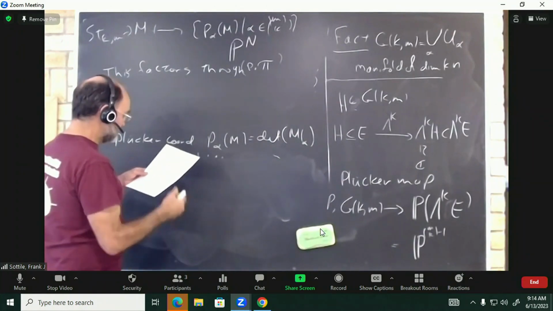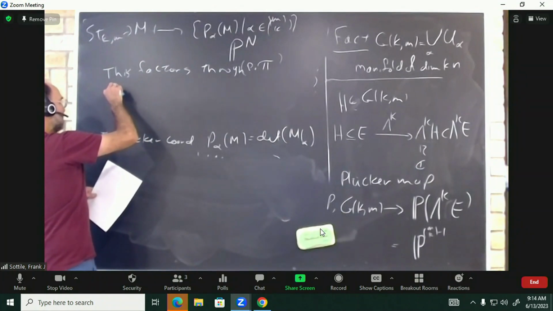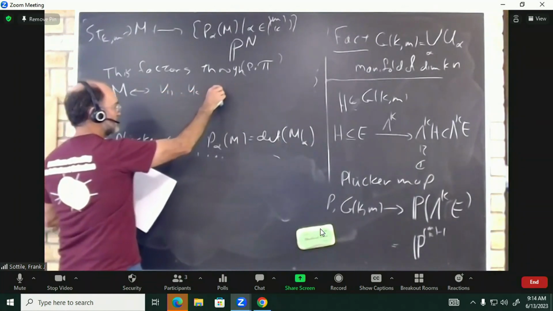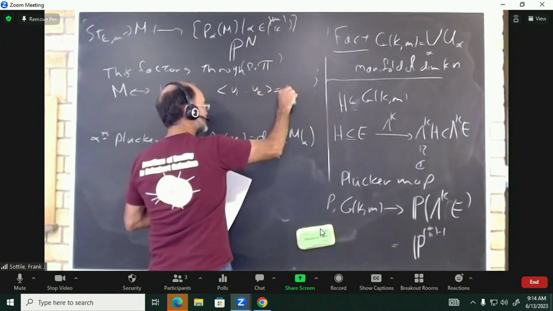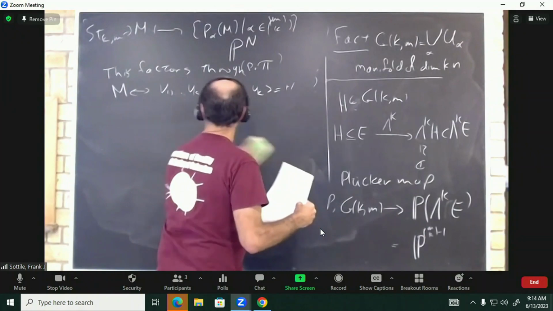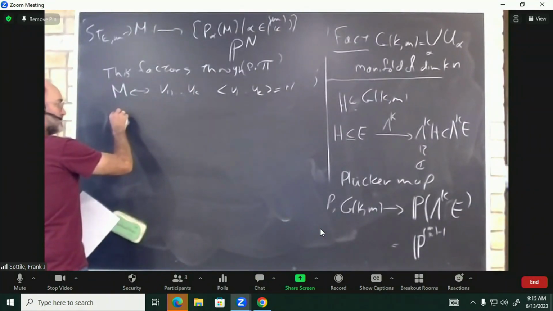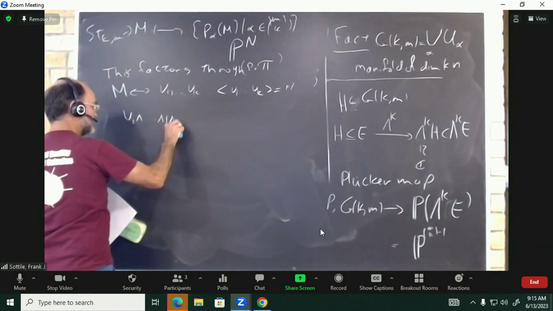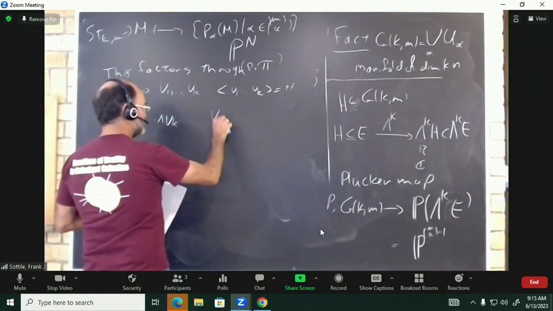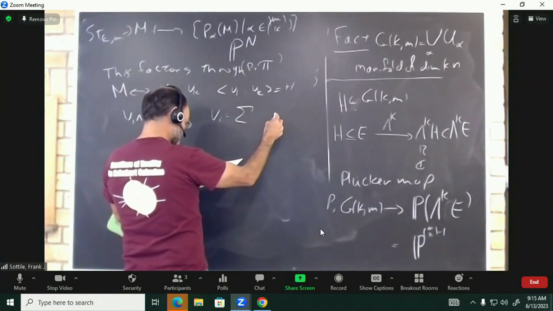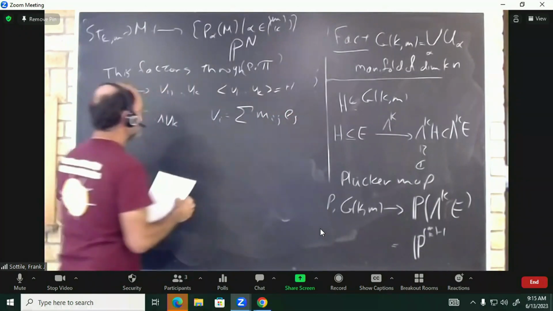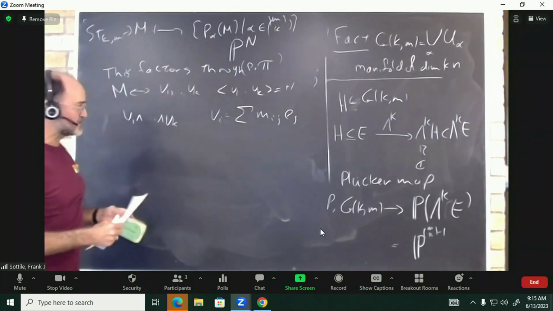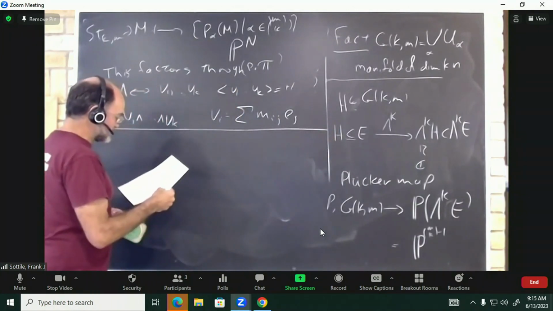It's not so hard to see. You just have to write out, if I have a matrix, it corresponds to a list of vectors v1 up to vk, whose span is, well, I'll call the span H, and then this map here is v1 wedge through vk. So this composition, if you write vi as the sum of mij ej, and then you plug it in here and expand it, you'll get the Plücker vector, the Plücker coordinates coming out. This is just an exercise. I guess I'm giving you the outline of the exercise.